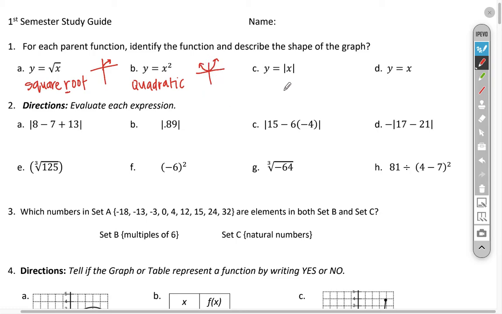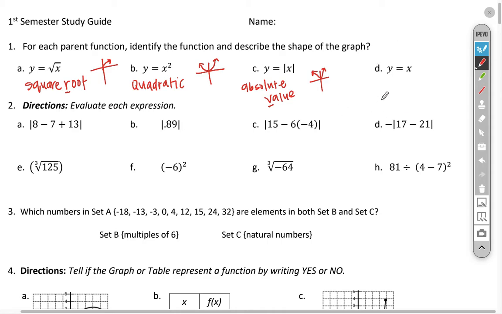All right, C says y equals the absolute value of x. This is another easy one. This is literally just absolute value. And on a graph, an easy way to remember this one is absolute value gives you a V, and we're going to have a V on our graph.